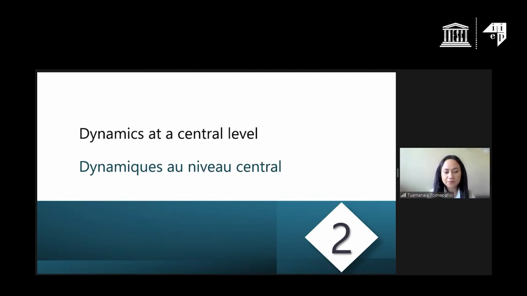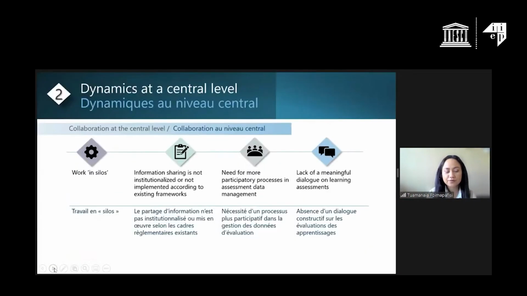Thank you, Eva. Our study was also interested in the dynamics underlying the interactions of the central stakeholders in the ministries of education. And this study highlighted the fact that cooperation was quite limited at the central level.